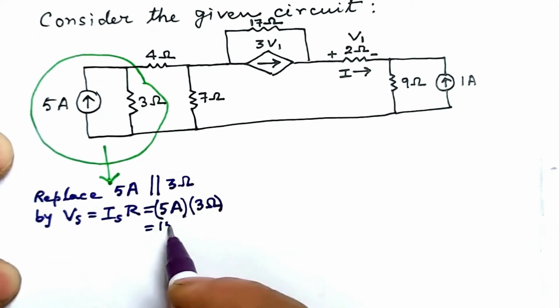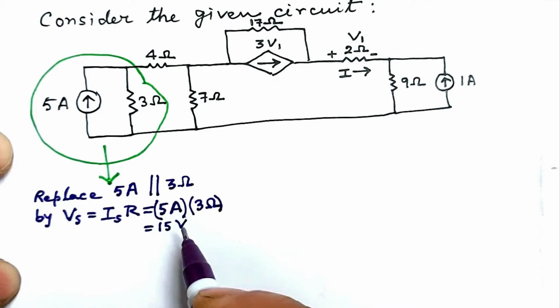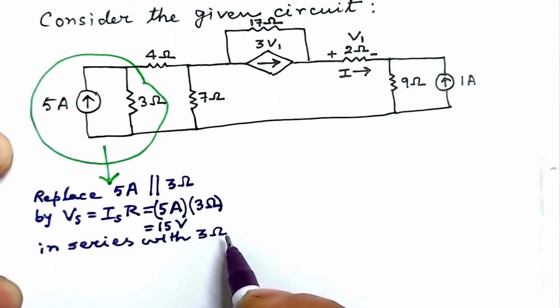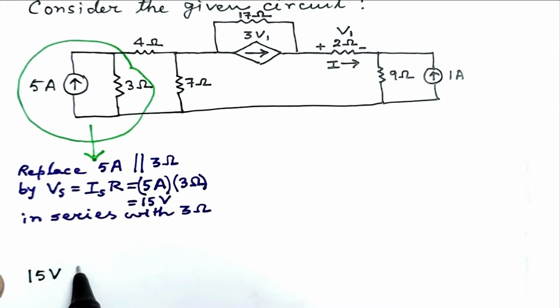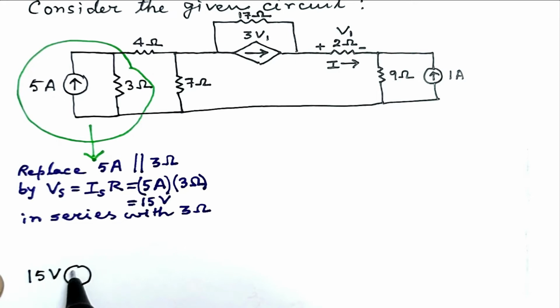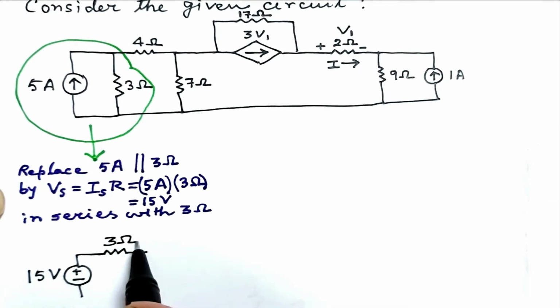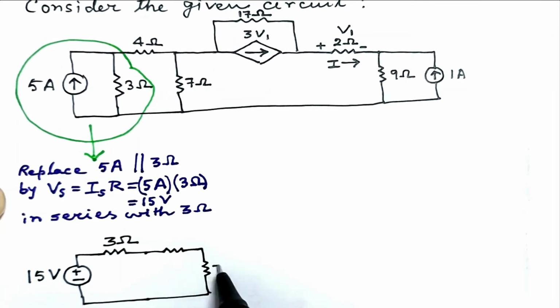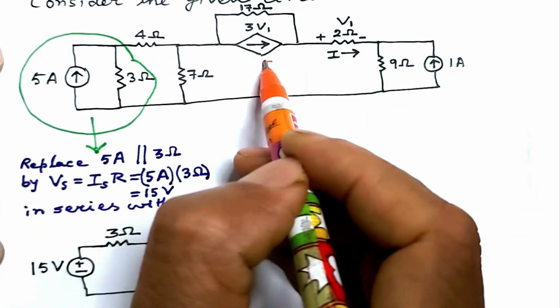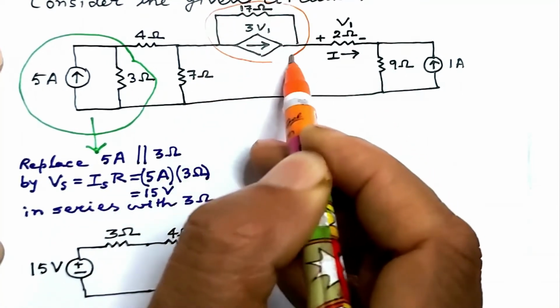So we get Vs to be 15 volt and for equivalence it has to be in series with the 3 ohm resistance. Let us show this portion we talked about. 15 volt voltage source is here. As the arrow of the 5 ampere current source is upwardly directed, the positive of the voltage source is up here. It is in series with 3 ohm resistance. 7 ohm here and this is 4 ohm. We next turn attention to this portion of the given network.